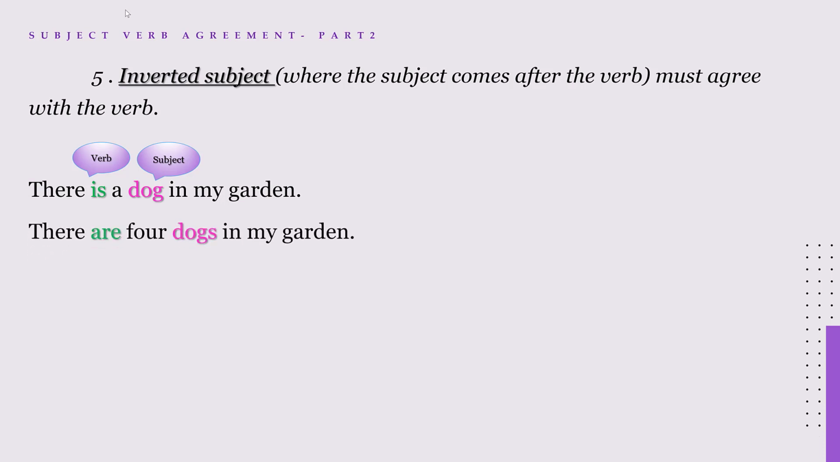There are 4 dogs in my garden. As you see in these examples, the form of the verb matches the number of the subject, even when the subject is placed after the verb.